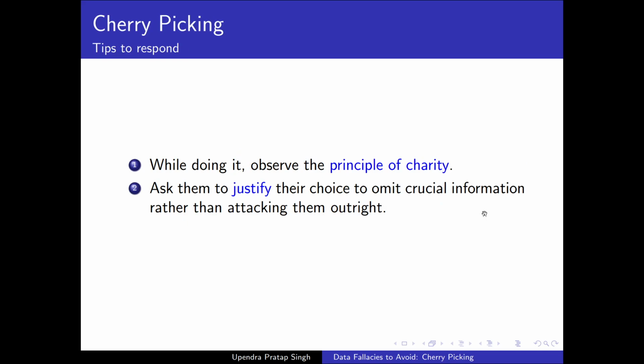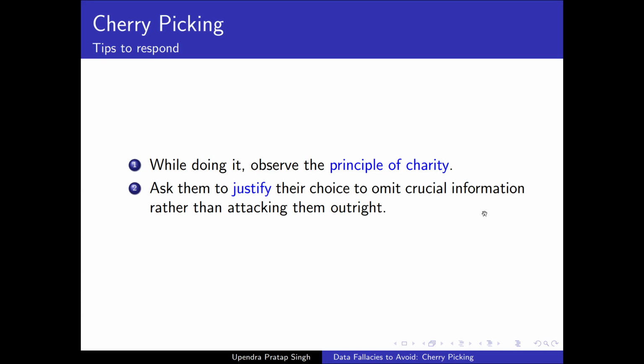So how to respond to cherry picking? There are some tenets that have to be followed. First of all, we have to observe the principle of charity. So what is this principle of charity? The principle of charity basically says that even if you find out that some amount of cherry picking has taken place, you have to assume that it is unintentional, that there was no foul play. It was just because of confirmation bias or human tendencies that this has taken place. So you do not have to be suspicious about the intent of the researcher or analyst. You simply have to believe that it somehow must have come in unintentionally. So that is the principle of charity.